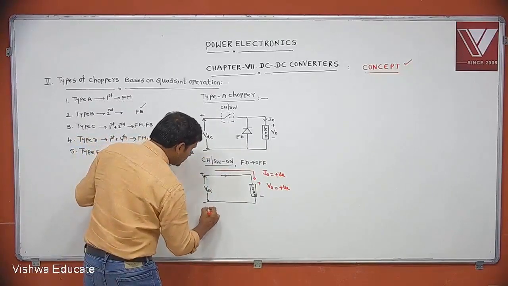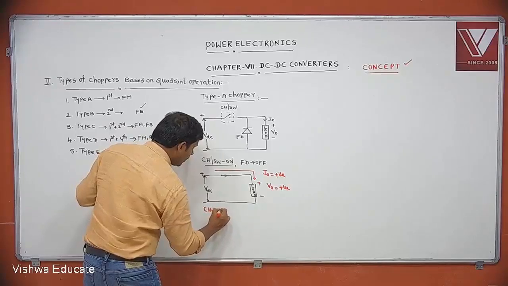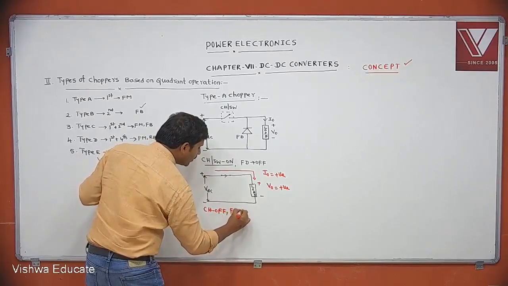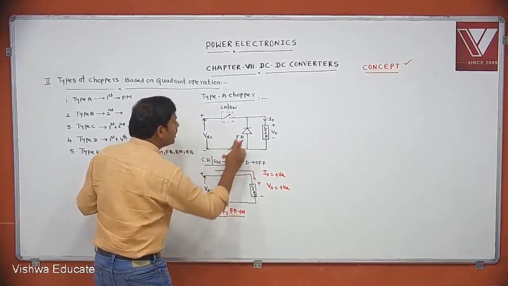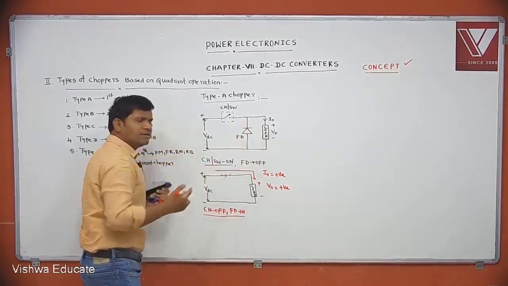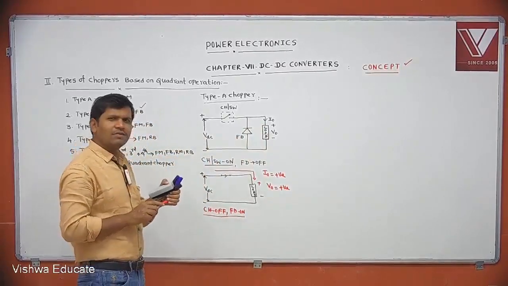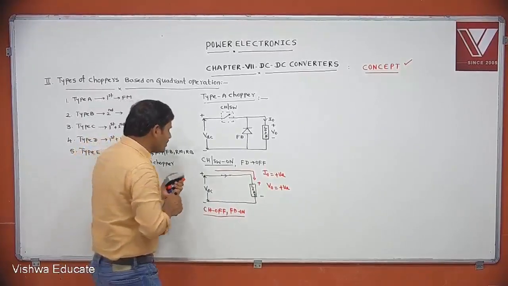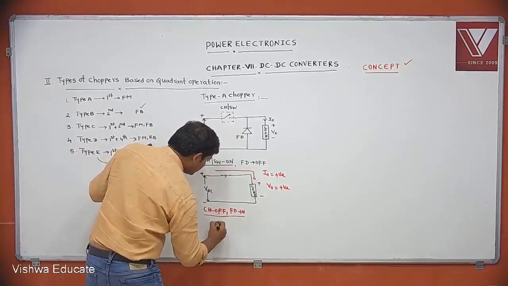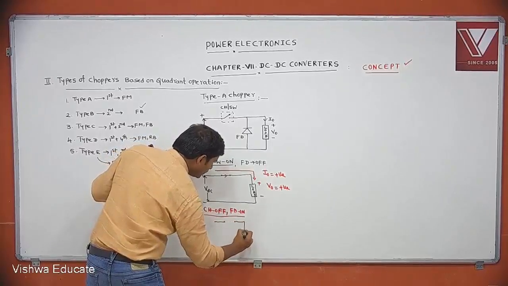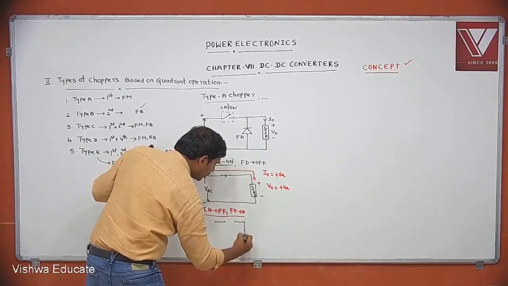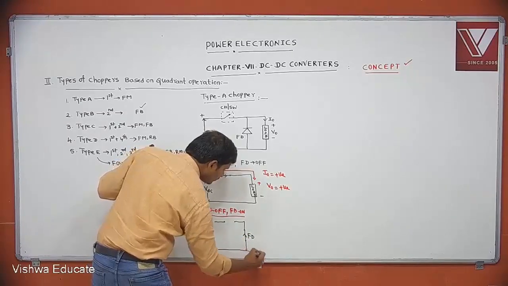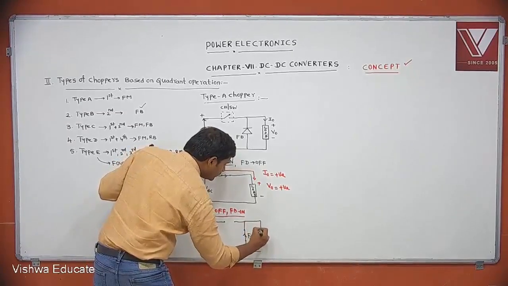Now this chopper is off. If the chopper is off, then what about the freewheeling diode? The freewheeling diode will be on. Let's assume that the load has some inductance. Because of inductance, that freewheeling diode is on. Now if the freewheeling diode is on, what is the equivalent circuit? Chopper is off, this freewheeling diode is on. This is a freewheeling diode, and this is load.